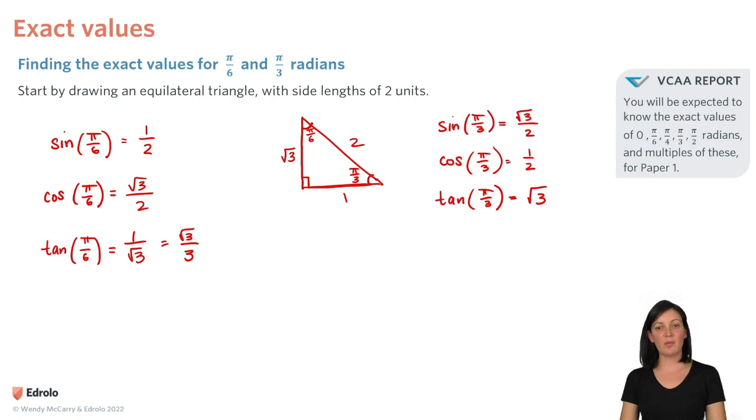We'll do the same thing for pi on 3 radians, and we end up with these relationships here. The sine of pi on 3 is root 3 over 2, the cos of pi on 3 is a half, and the tan of pi on 3 is root 3.